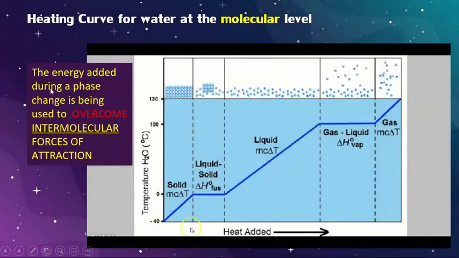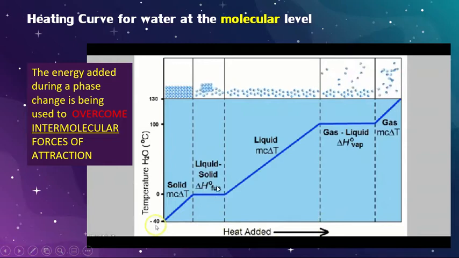So the energy that's being added during a phase change is being used to overcome intermolecular forces of attraction. So forces of attraction that occur intermolecularly. So what does that mean? Inter means between molecules. That's what that prefix means. So think about it. As you add heat, what's happening is that the forces of attraction that are holding these atoms together in the solid state are being disrupted. They're being overcome. That's what that heat energy is being used for.